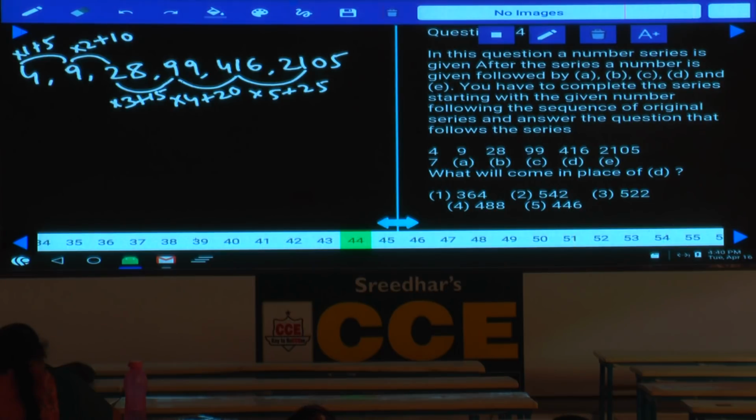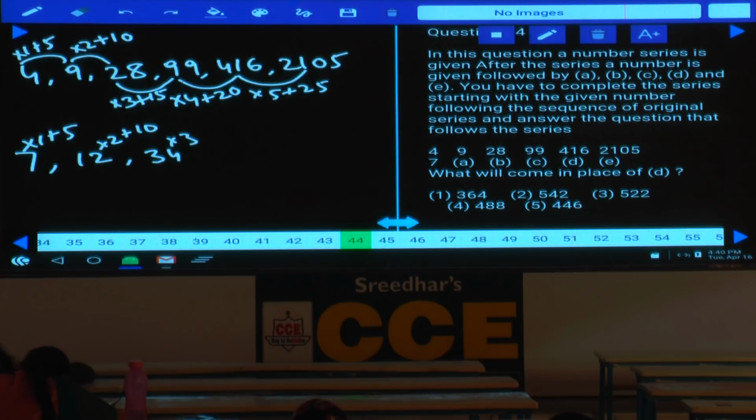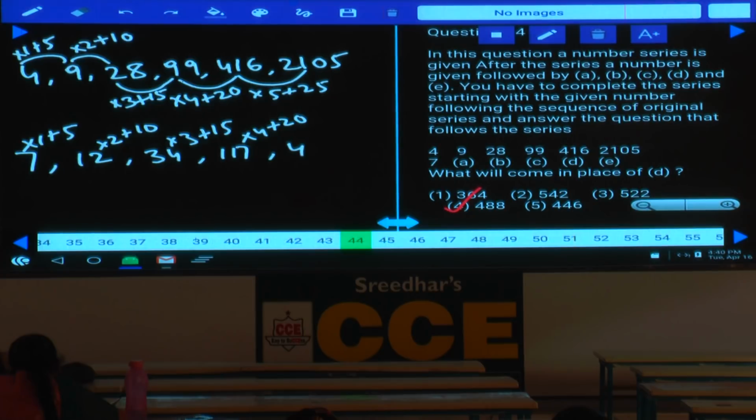Into 1, into 2, into 3, into 4, into 5, that is common, and 5, 10, 15, 20, 25 are added. And again starting with the 7, and 7 into 1 plus 5 is how much? 12, and 12 into 2, 24 plus 10, that is 34, and 34 into 3. What is 34 into 3? 102. 102 plus how much? 102 plus 15, that is 117, and 117 into 4 plus 20, and is how much? 468 plus 20, 488, that is choice 4. 488, choice 4 is the answer. Done with this?